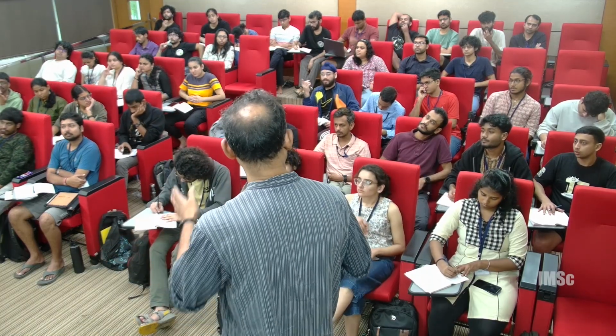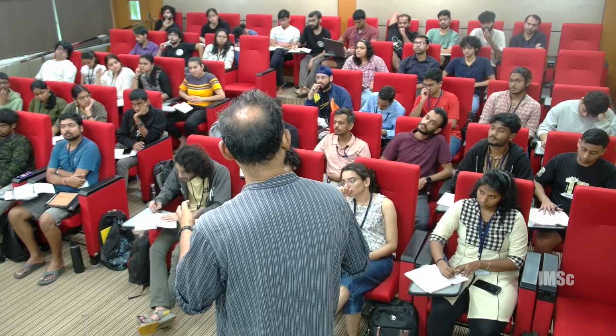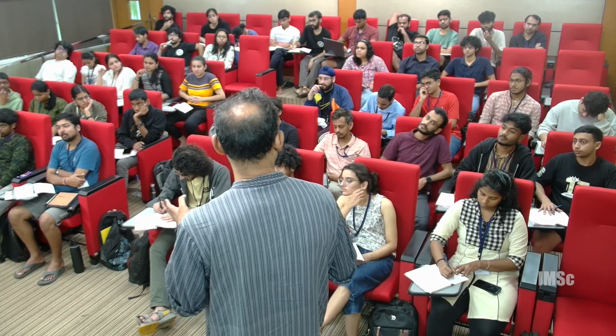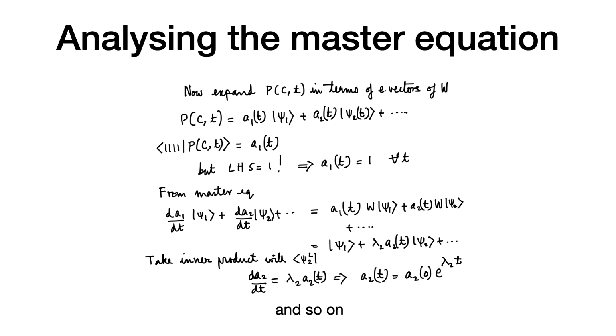Sir, is psi 2 a function of time? No, psi 2 cannot be a function of time because the W matrix itself has no time. It is only rates. So the eigenvectors are also independent of time. Did I write that? Oh, I am sorry. That was just an error. Okay, so this much we could show. But psi 1, psi 2 are all eigenvectors of W, which span the space.